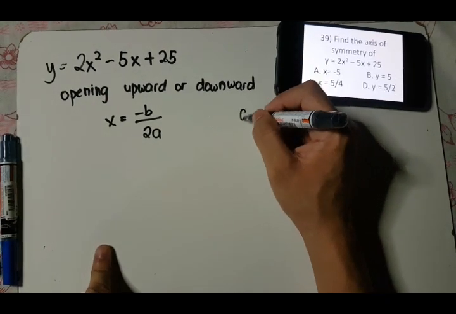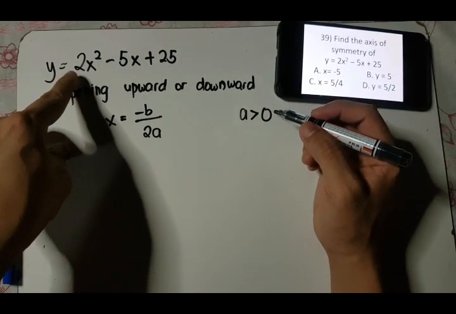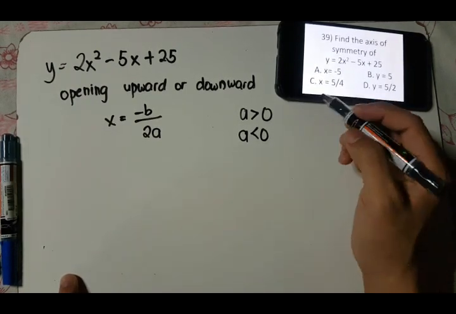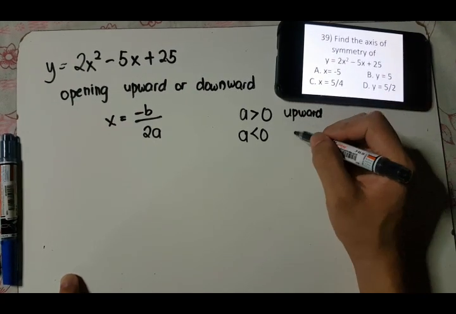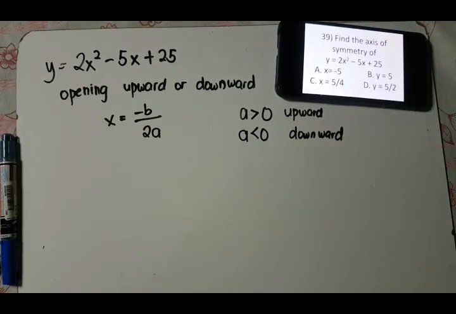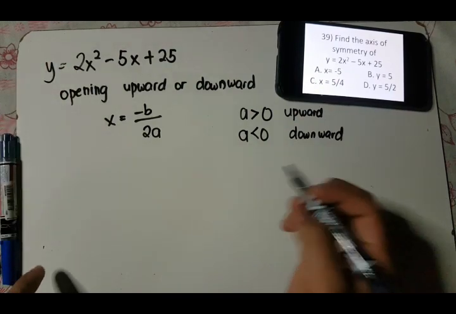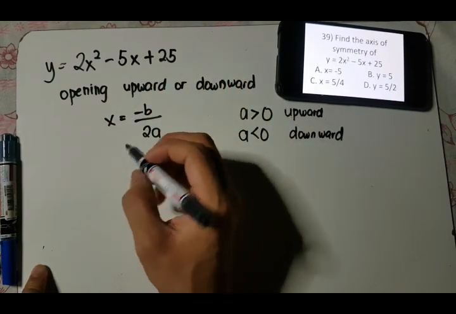So, kapag opening upward, a is always greater than 0. Or yung leading coefficient natin is always positive. Kapag yung leading coefficient natin is less than 0 or negative, so this is upward, this is downward. Okay. So our given is opening upward, kasi positive yung ating leading coefficient. So, kahit upward or downward naman, we are going to use negative b over 2a.